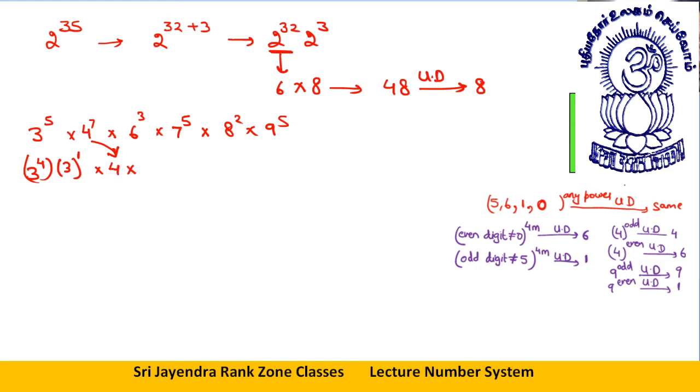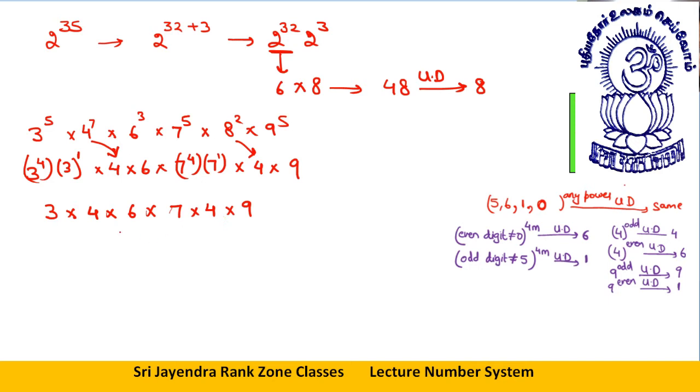I have already discussed 6 raised to any power will give me 6. 7 raised to power 5 will be written as 7 raised to power 4 into 7 raised to power 1. 8 raised to power 2 is 64, I'll write 4 only. 9 raised to an odd power will be 9. So what it is now, it is 1 into 3 is 3 into 4 into 6. 7 raised to power 4 will be 1. Any odd digit raised to power 4 will be 1. So 1 into 7 will be 7 into 4 into 9.